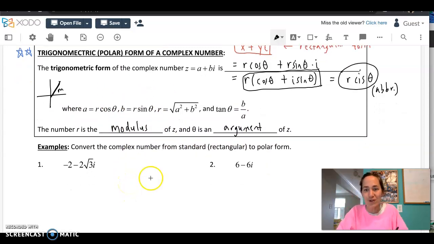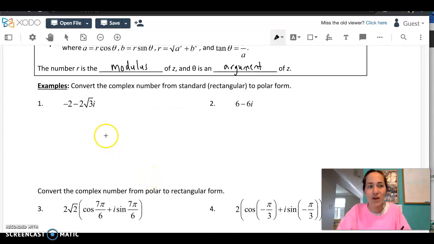Now I want to try converting with you. This is where things get a little bit more fun. Convert the complex number from standard rectangular to polar form. We've done this before, but it was in a different format. I would give you an ordered pair, and you would convert that ordered pair. Well, this shouldn't be a new skill for us. If we can convert to polar, we just want to leave our answer in a different format.